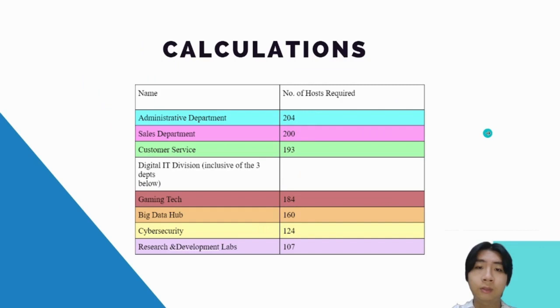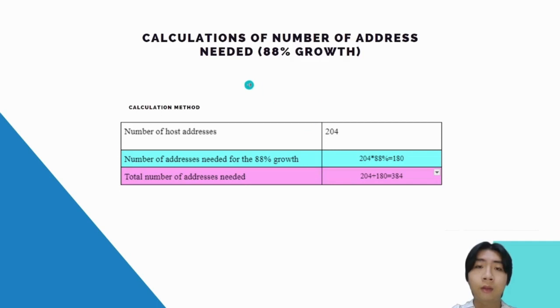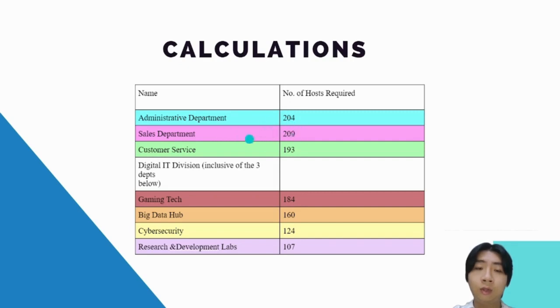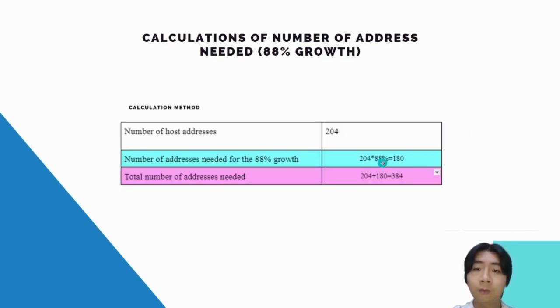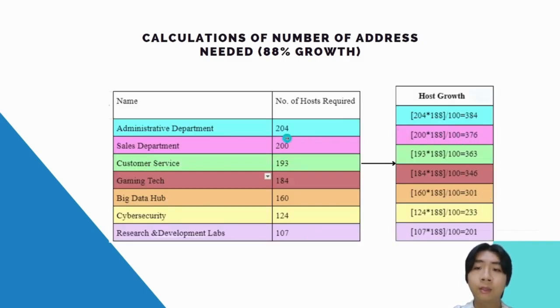Now we will talk about calculations. This is the table of the hosts required. And for the assignment, it needed 88% growth. So the calculation goes like this. 204 is the administrative department, and the 88% growth is from the question. So we take 204 times 88%, and we will get 180. This is the address needed for the growth. After that, we take the growth plus the original host address, and we will get 384. And this is the rest of the required host growth.